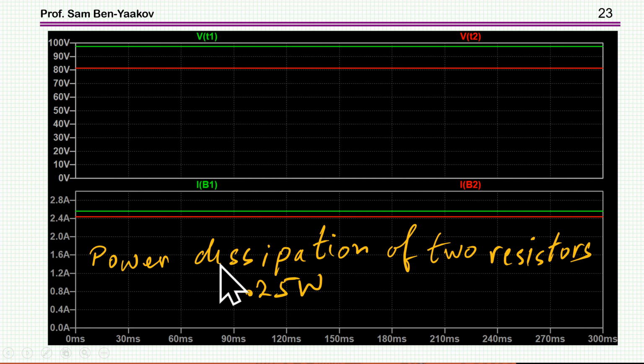Now the downside here, of course, is that we have power dissipation in the resistors. In this particular case, I find that it's only 1.25 watts, so it could be acceptable depending, of course, on the power level of the system.